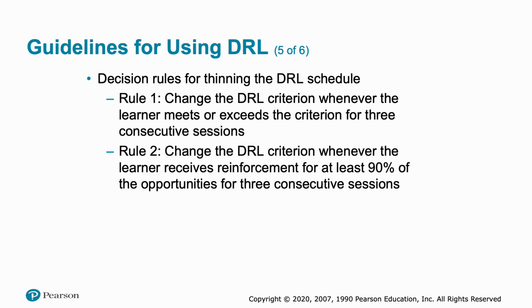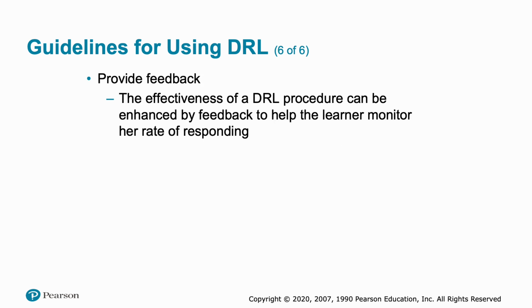And then rule number 2 says change the DRL criterion whenever the learner receives reinforcement for at least 90% of the opportunities for 3 consecutive sessions. And then lastly, to enhance your DRL procedure, you can provide feedback to your learner. So I actually think this is something you can do with a lot of the different interventions that you implement. You can let your client know what their contingency is, right? What is the contingency that's at play? What's the intervention that you are implementing? Sometimes by just letting them know the intervention, you're more likely to see better results.